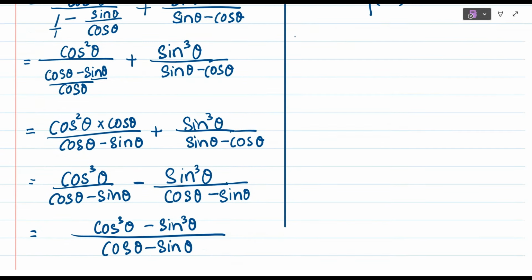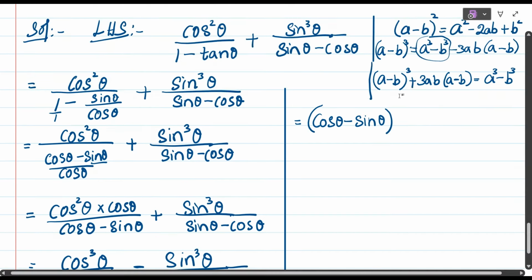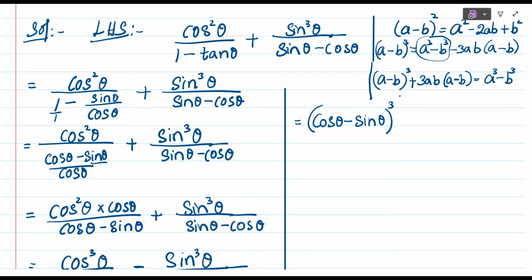So that is equal to cos theta minus sin theta, into what I have to write here? Whole cube, plus 3 into a. What is a? Cos theta. Cos theta is there in place of a and sin theta is there in place of b. Into cos theta minus sin theta. Understood, students? Just be careful while applying the formulas.